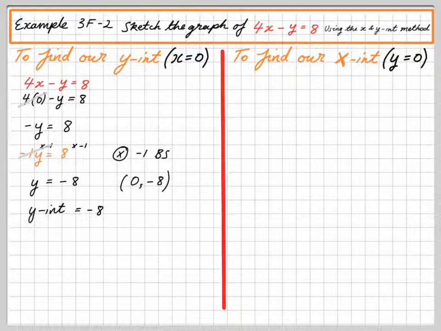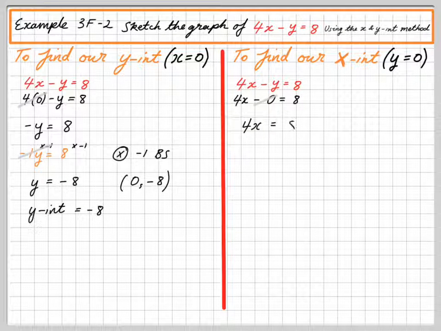Let's do the same procedure for the x-intercept. So to find our x-intercept, we should know that our y is equal to 0. So it's inverted this time round. So let's substitute our y value, which is 0, into the equation. So let's copy the equation. 4x minus 0, because our y is 0, is equal to 8. As you can see, that 0 disappears. Our new equation is 4x is equal to 8.